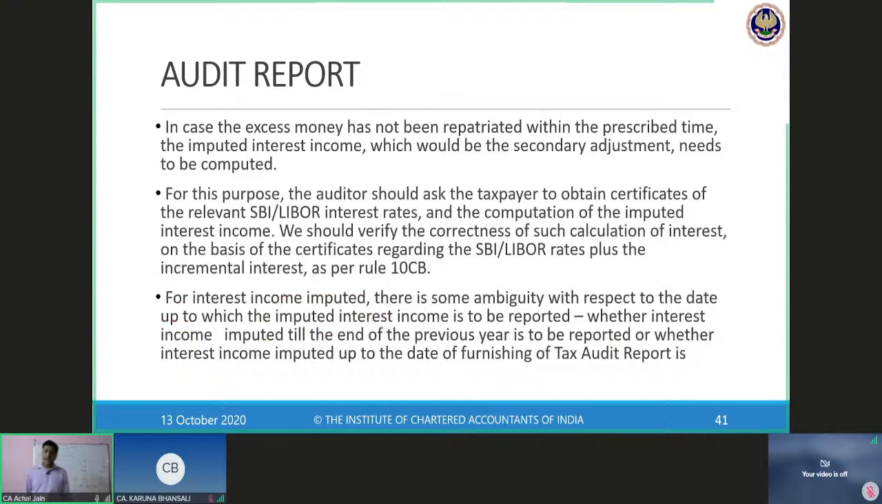Next, in case the excess money has not been repatriated within the prescribed time. So the money has been repatriated but not within the prescribed time. In this case, what will the auditor do? The imputed interest income needs to be computed. So the computation of this imputed interest income needs to be done, and this is as per the provisions of this section. Because some of you may be thinking, sir, what are these concepts? Why are we discussing imputed interest income? Where does this come from?